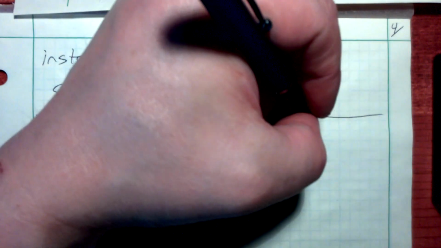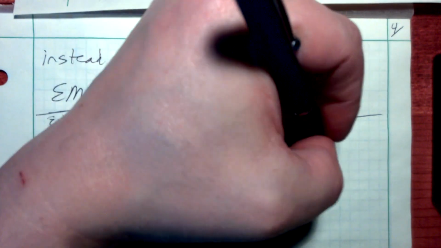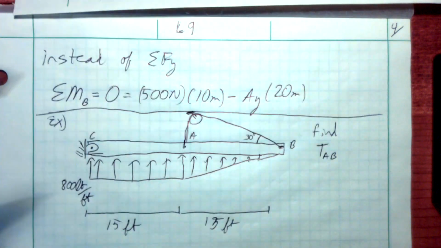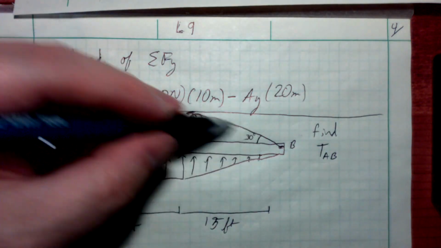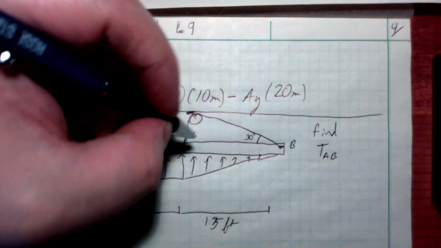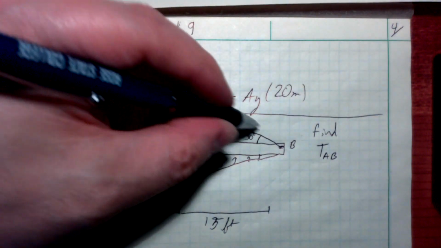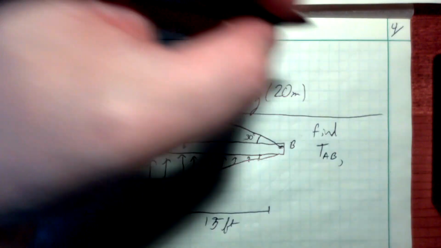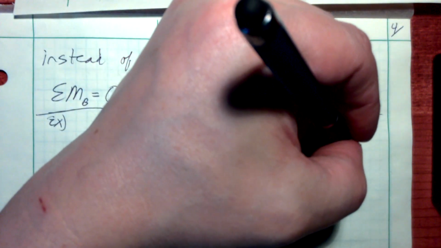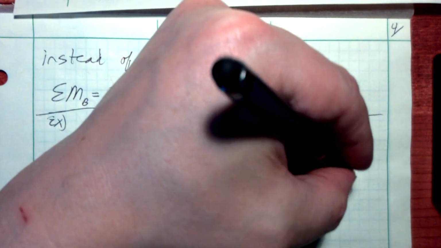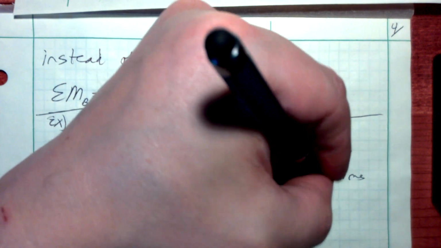And what are we trying to do? Find tension in the cable AB. It is the same cable. It passes over a pulley. Did they label the pulley? They did not label the pulley. So it's the same cable going from point A all the way around to point B. They want us to find that tension. And they also want us to find reactions at the pin C.